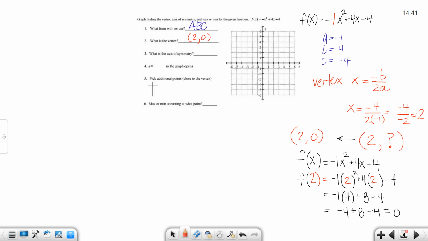Let's go ahead and put that point on our graph. I go over 2 and up 0. There is my vertex.